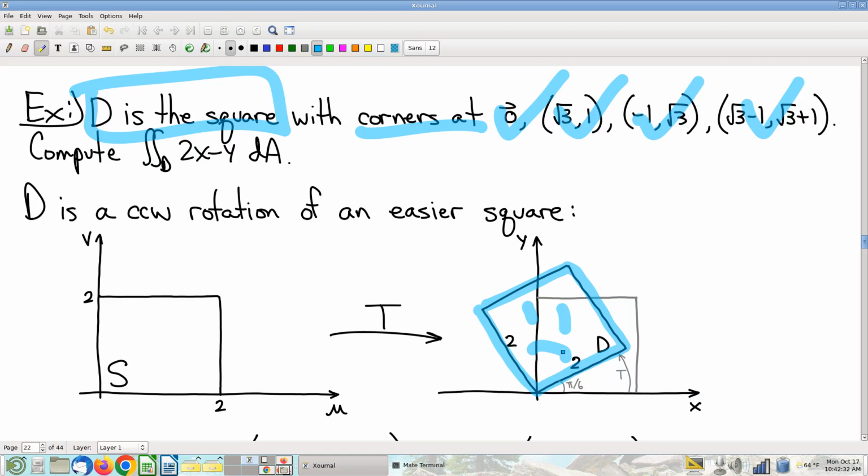Yeah. Okay. So I'm going to view this domain as being a rotation, and as promised, we're going to use a counterclockwise rotation.